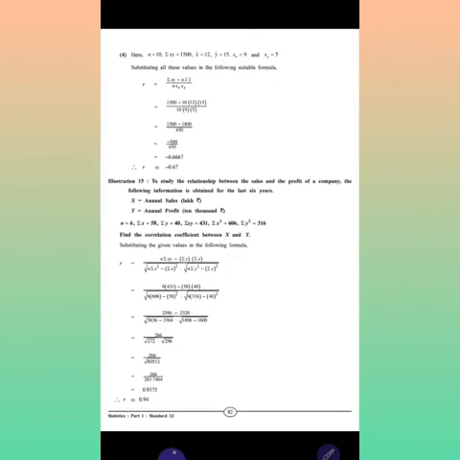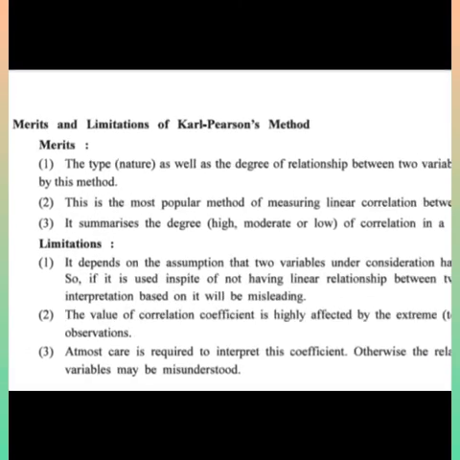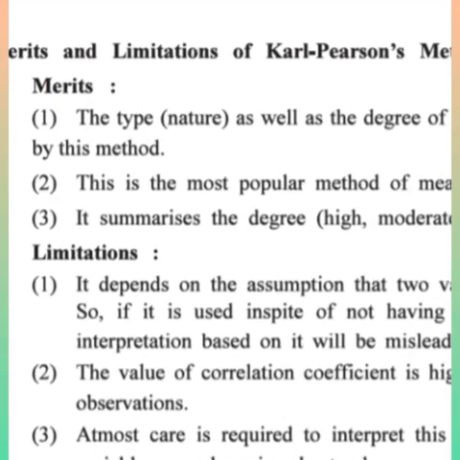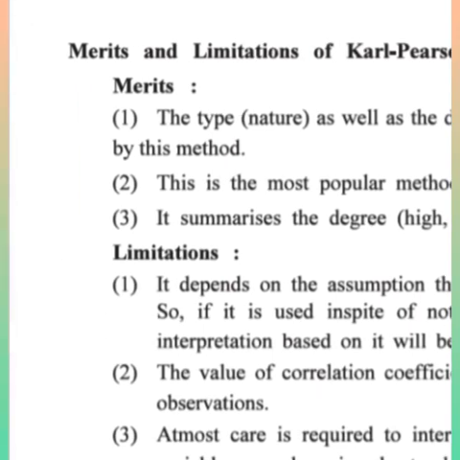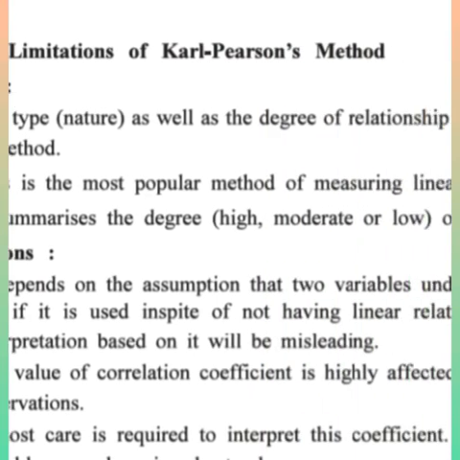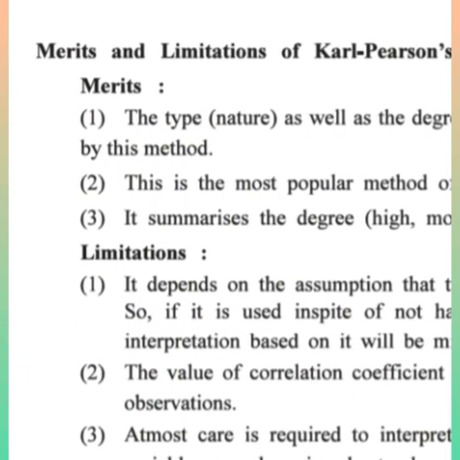Okay, we saw the big sums, the long sums, and the short sums of Karl Pearson's product moment method. Karl Pearson's method obviously has its advantages and disadvantages also. So we are going to see its first advantage: the type and the nature as well as the degree of relationship between the two variables can be known by this method.